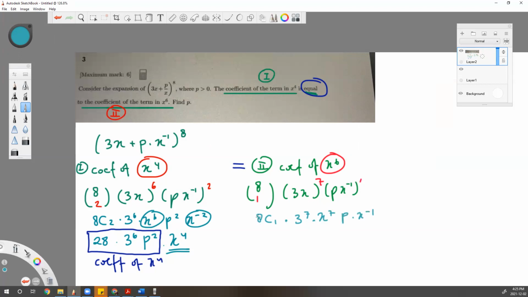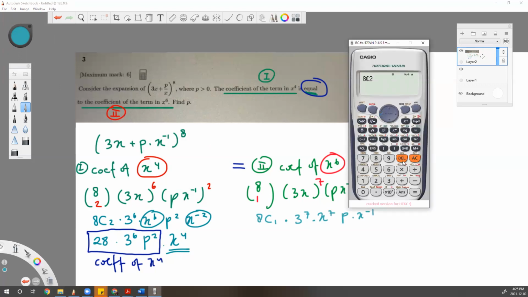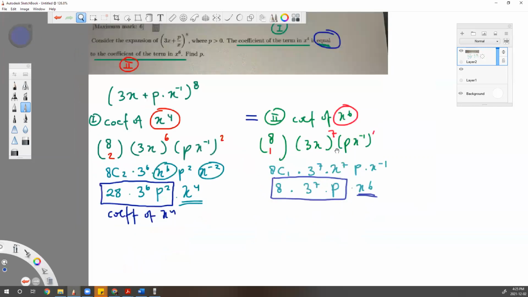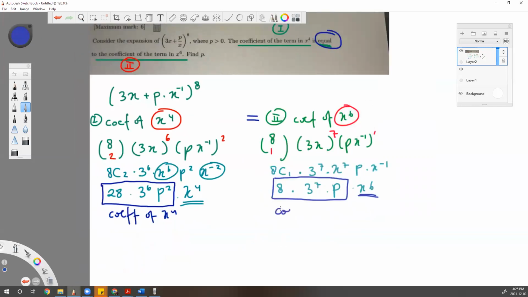And then the answer will be, 8C1 using your calculator again. 8. Oh, nice, simple. Times 3^7 times p times x^6. We do the same pattern as the first part, but we deal with a different term. This is the term x^6. On the left side is the term of x^4. So this will be the coefficient of x^6, right?